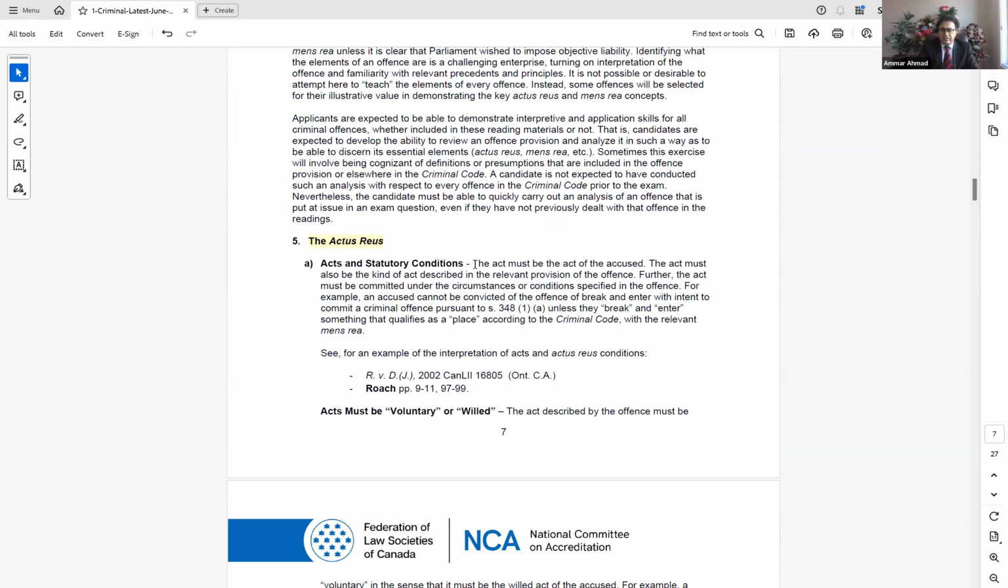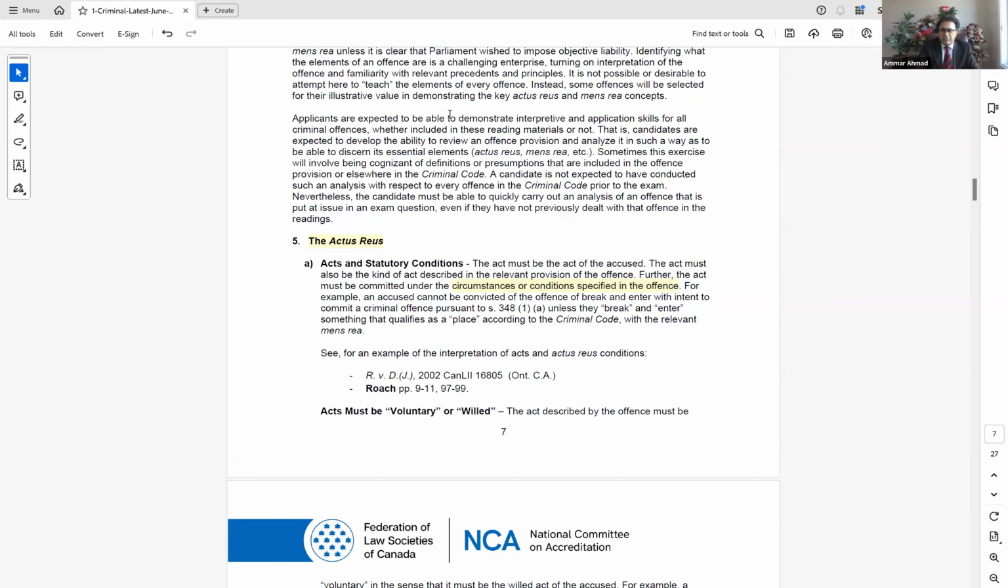So there are certain requirements which need to be met. The act must be the act of the accused. Secondly, the act must also be the kind of act described in the relevant provision of the offense. And thirdly, the act must be committed under the circumstances or conditions specified in the offense. I'm going to explain that point. These things have also been mentioned in my brief notes.